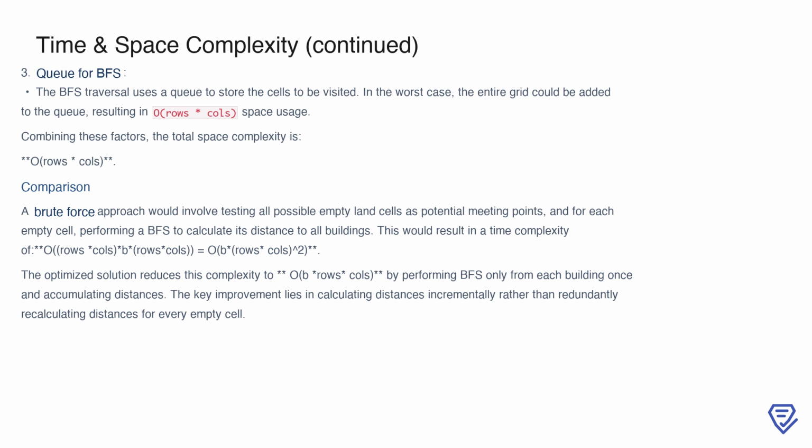With brute force, we would test each empty land cell as a potential meeting point. For every such cell, we'd perform a BFS to calculate its distance to all buildings. This would result in a time complexity of O(rows * cols * B * rows * cols), or O(B * (rows * cols)^2). In contrast, our optimized solution avoids redundant calculations by performing BFS from each building only once, reducing the time complexity to O(B * rows * cols).